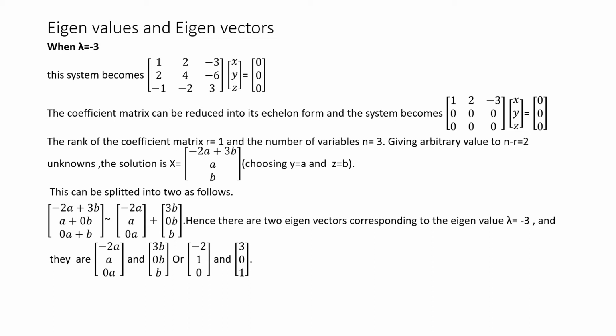We can write this vector as the sum of two column vectors as follows. Minus 2a plus 3b, a plus 0b, 0a plus b, which is equivalent to the column vector minus 2a, a, 0 plus the column vector 3b, 0, b. Hence, there are two eigenvectors corresponding to the eigenvalue lambda equals minus 3, and they are minus 2, 1, 0 and 3, 0, 1.